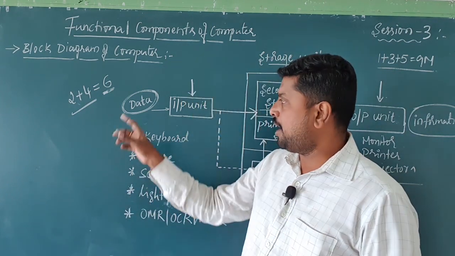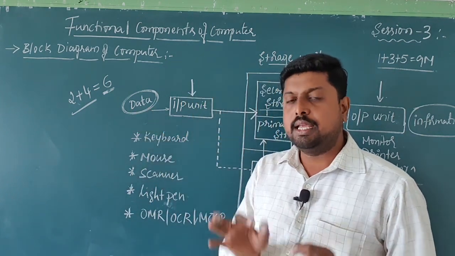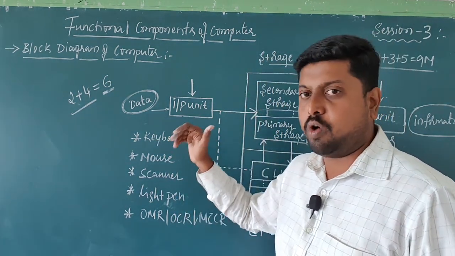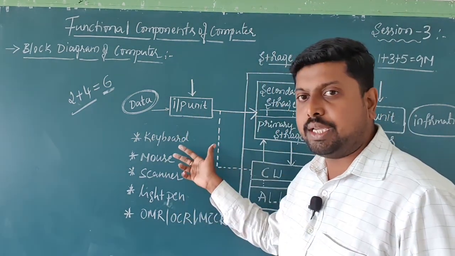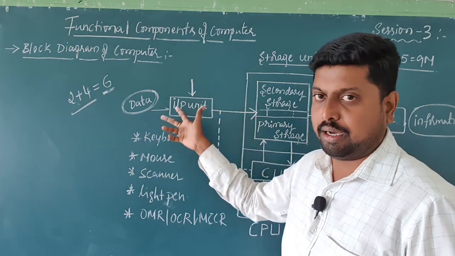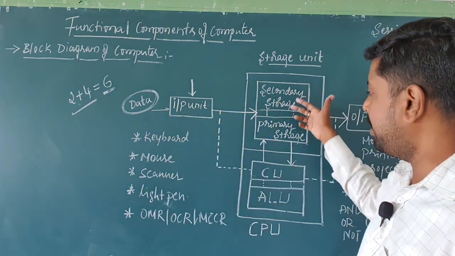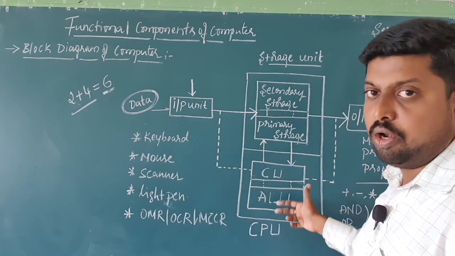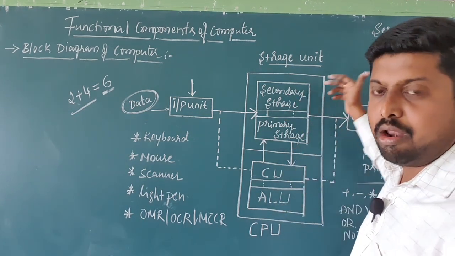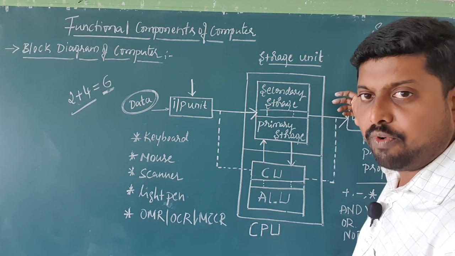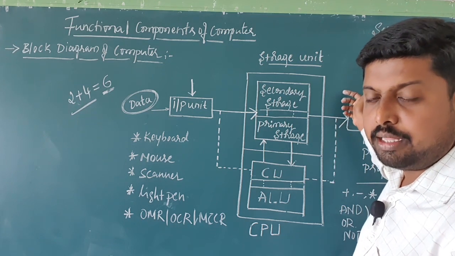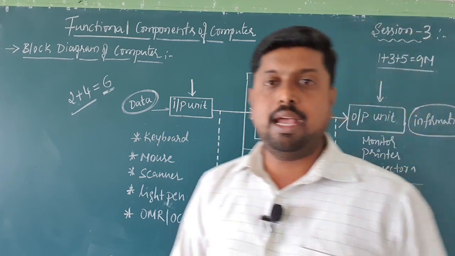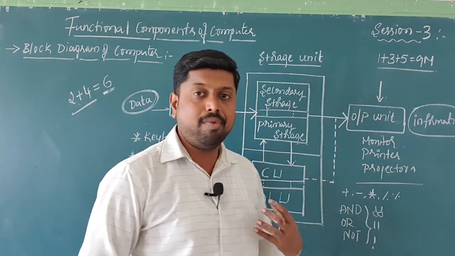You should explain all the individual units: the input unit, what devices we are using and how the input unit will work. Like that, storage, primary and secondary, the memory, and the operations of CU and ALU. After the storage unit, the last and final unit is the output unit. Then, what devices we are using to see the output, and with the help of the output devices, how we get the result.